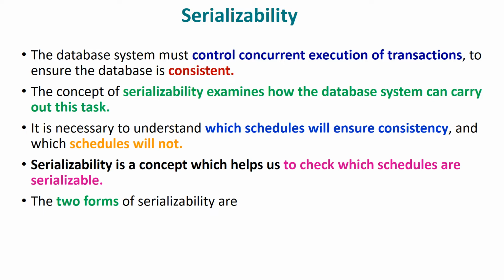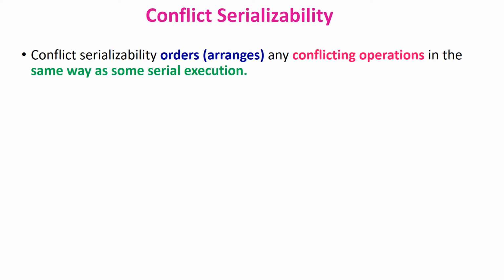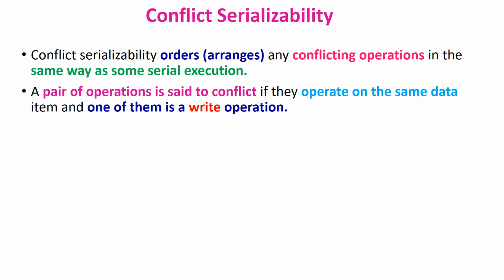There are two forms of serializability: conflict serializability and view serializability. In conflict serializability, we order the way the instructions are to be executed, in a serial manner, so that none of the operations overlap.